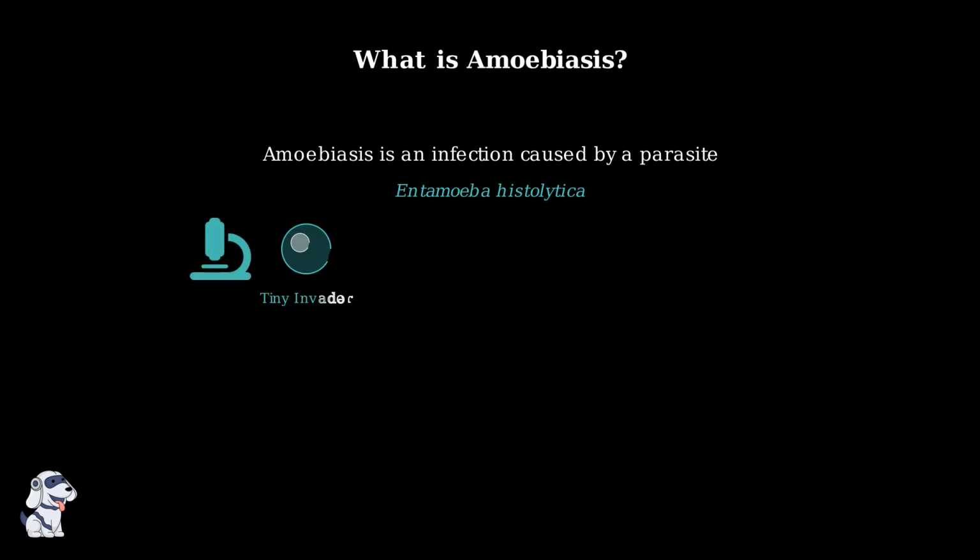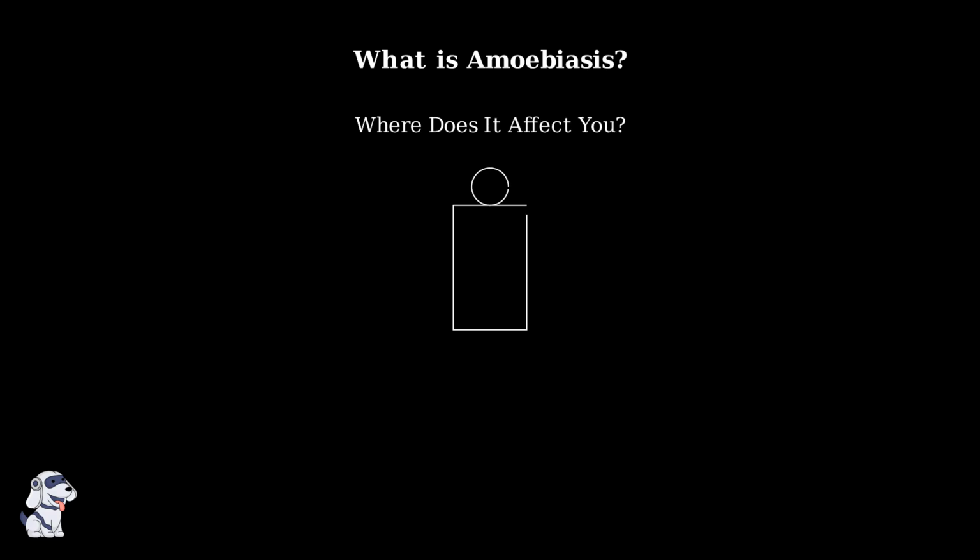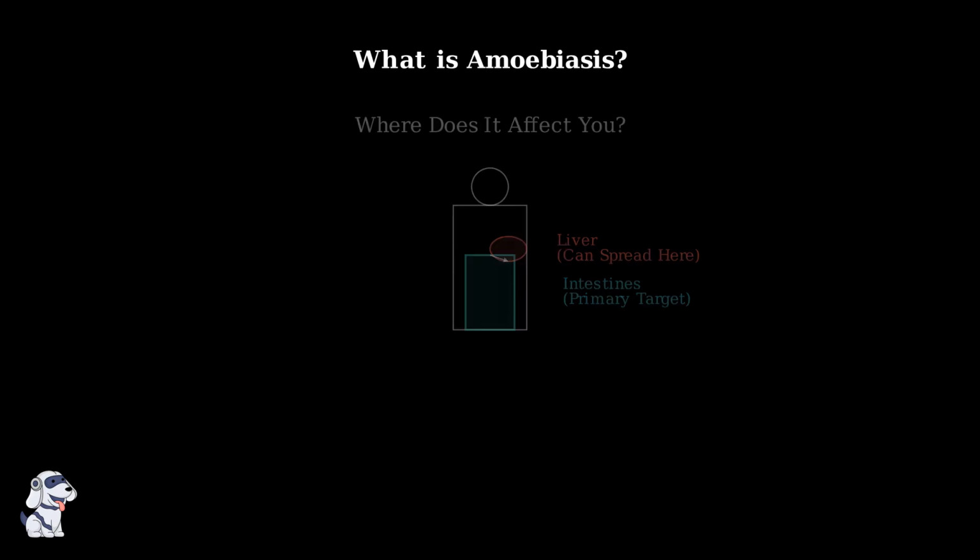Think of this parasite as a tiny invader. It's a single-celled organism that can enter your body and cause problems. Amoebiasis primarily affects your intestines. This is where the parasite usually sets up shop and causes the most trouble. But sometimes this parasite doesn't stay put. It can travel through your bloodstream and affect other organs, most commonly the liver.